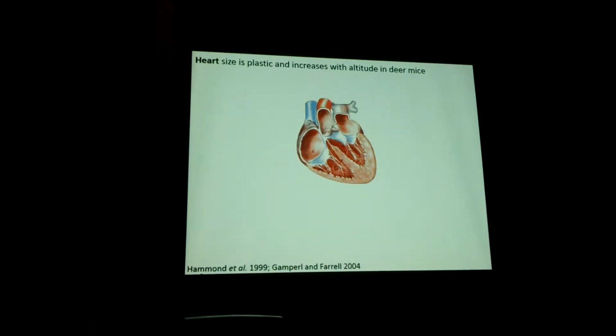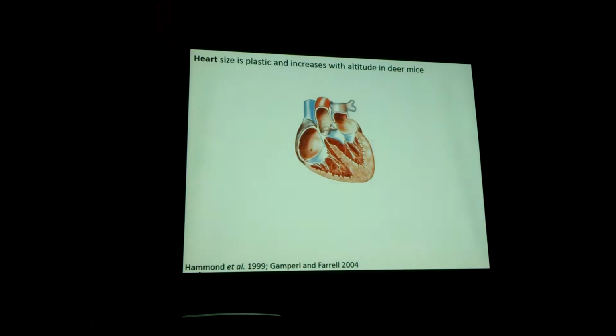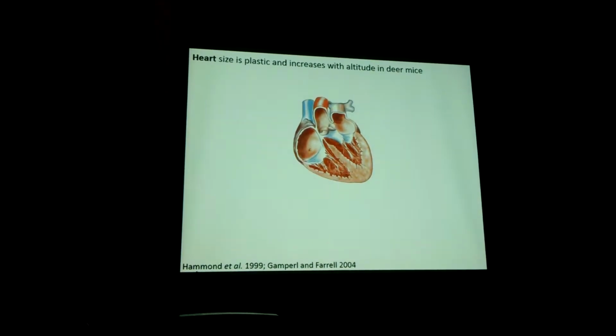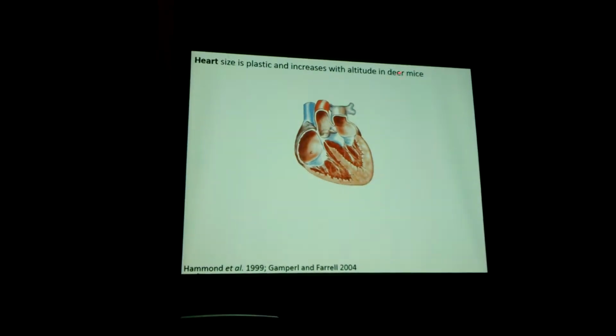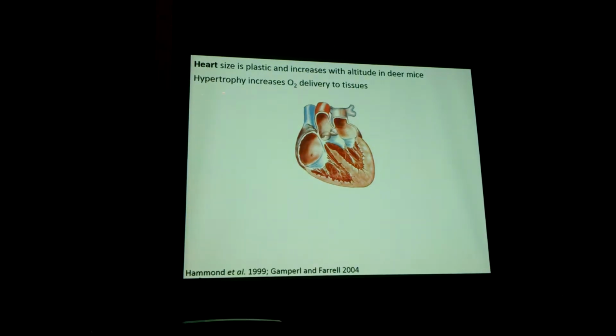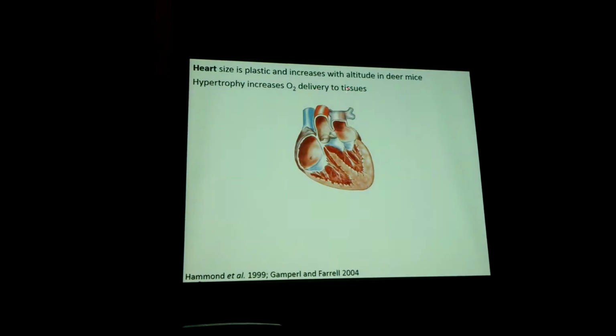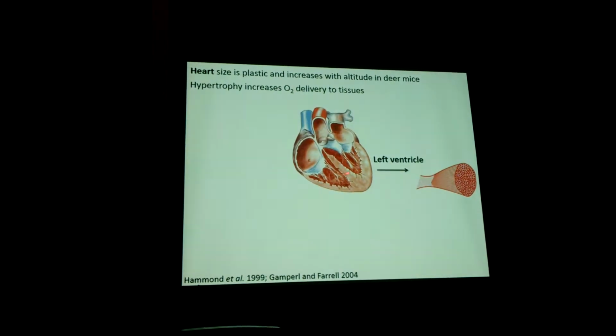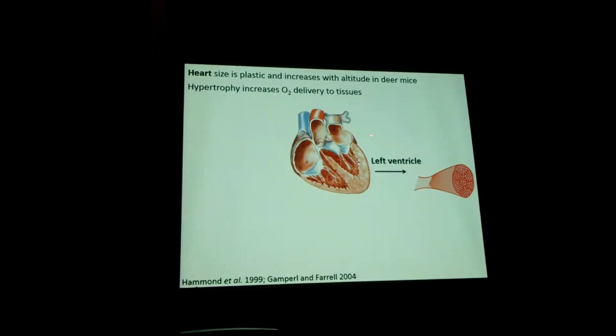And so I think a really interesting way to test some of these predictions in deer mice is by looking at the growth of the heart under hypoxia. And that's because we know that heart size is a plastic trait. It increases along an altitudinal gradient in deer mice. It also increases with intense exercise in other vertebrates. Of course, this hypertrophy of the heart should increase oxygen delivery to tissues that need oxygen. And that increase should be driven by an increase in the size of the left ventricle.